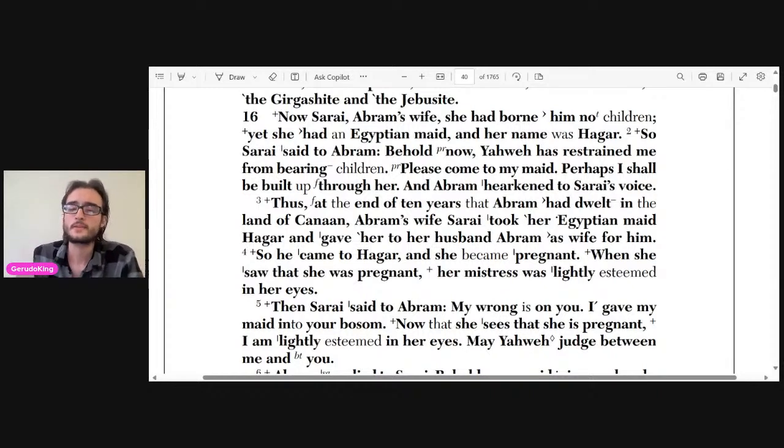Thus, at the end of ten years that Abram had dwelt in the land of Canaan, Abram's wife Sarai took her Egyptian maid Hagar and gave her to her husband Abram as wife for him. So he came to Hagar, and she became pregnant.